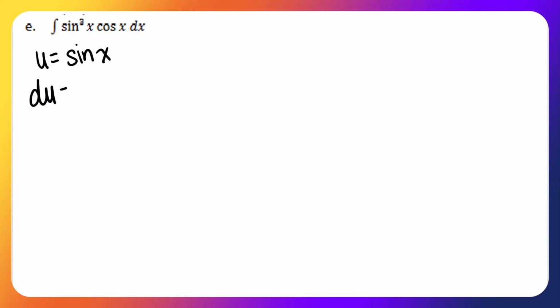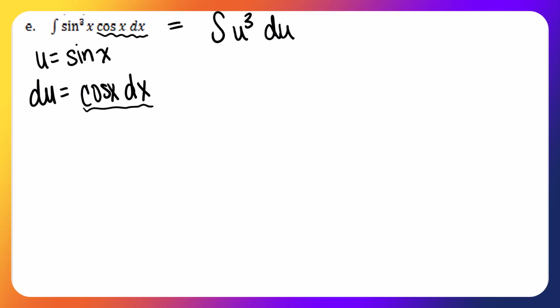If I do that, that means du would be equal to cosine x dx. So I can rewrite this entire integral in terms of u's and du's pretty easily. So sine cubed would be the same thing as u cubed, and then that cosine x dx, remember all of that is equivalent to du. So another simple power rule, I'm going to add 1 to my exponent, divide by that same value, and then we always get our plus c, or that constant of integration.